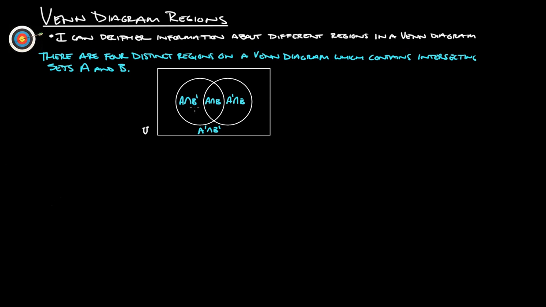and B. So this section here is everything that's in A, and it's also not in B. Okay, so this is A and this is B. Okay, this region here is everything that's in A and in B. This region here is everything that's not in A, but it is in B. And then this is everything that's not in A and it's also not in B. So those are the four distinct regions.